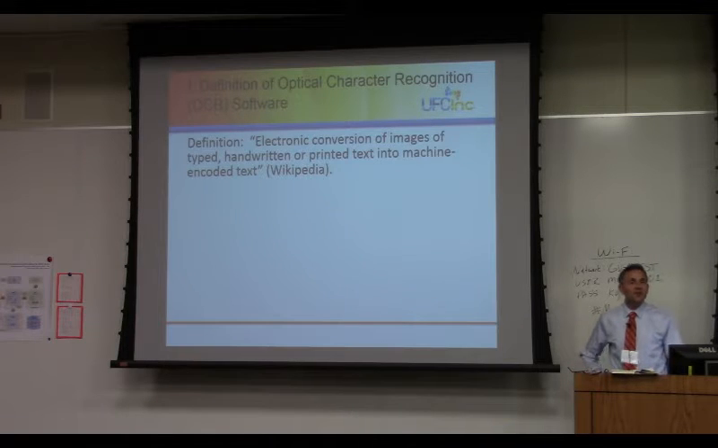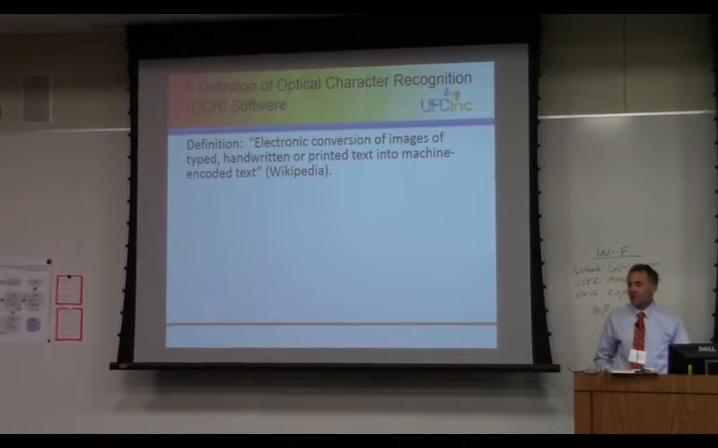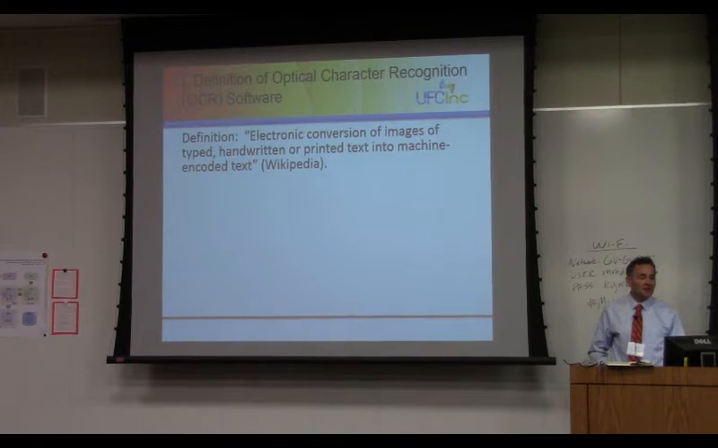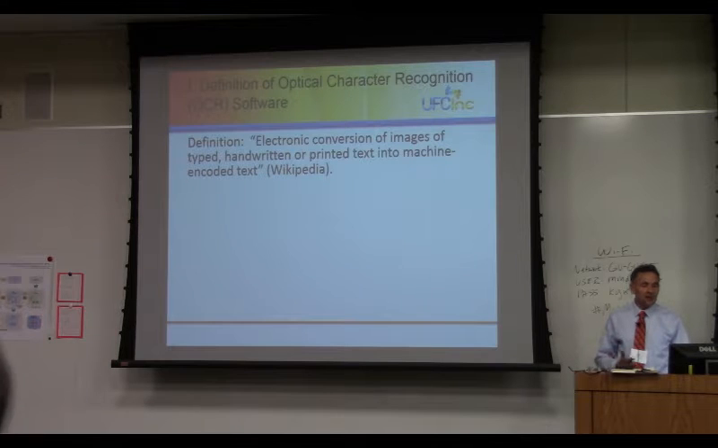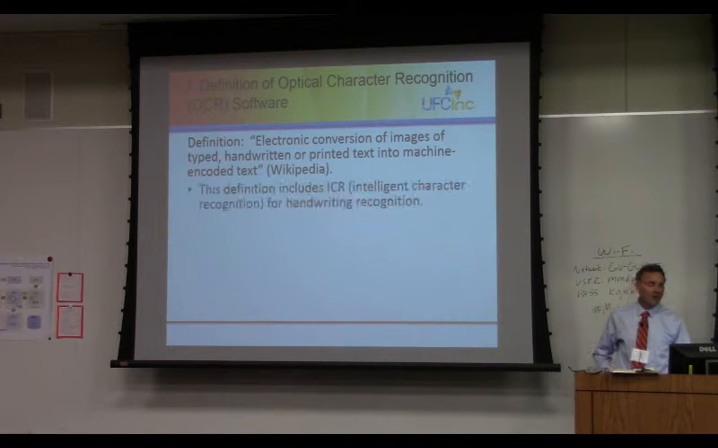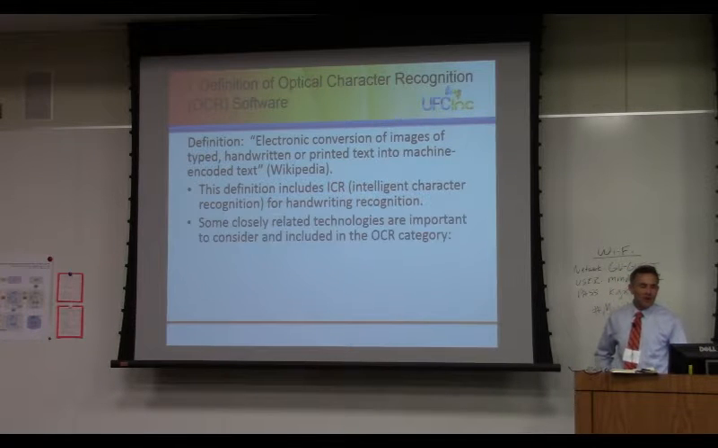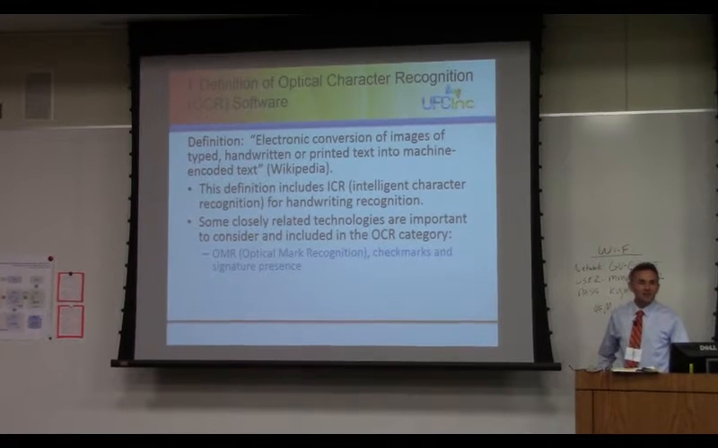The definition of OCR, I'm not going to bore you with the fine technical details, but I think it is interesting to recognize the definition: electronic conversion of images of typed, handwritten, or printed text into machine-encoded text. Now that broadly includes things like handwriting recognition, which is ICR, and also things like optical mark recognition. When you complete a form, there's a check mark on there you check, it's called OMR.